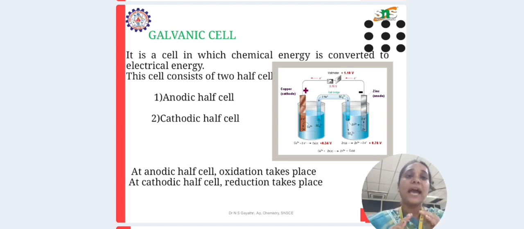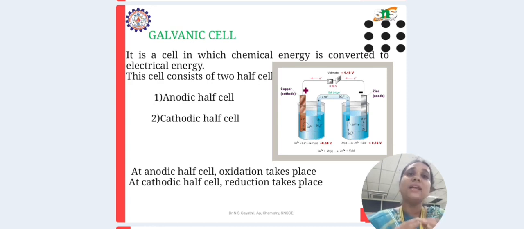In the anodic half cell, oxidation takes place. In the cathodic half cell, reduction takes place. We all know oxidation is a loss of electrons and reduction is a gain of electrons. So at the anode a loss of electrons takes place, and at the cathode reduction takes place: anodic oxidation and cathodic reduction.